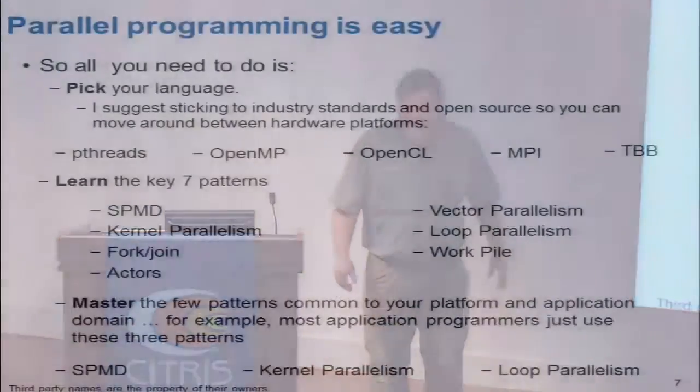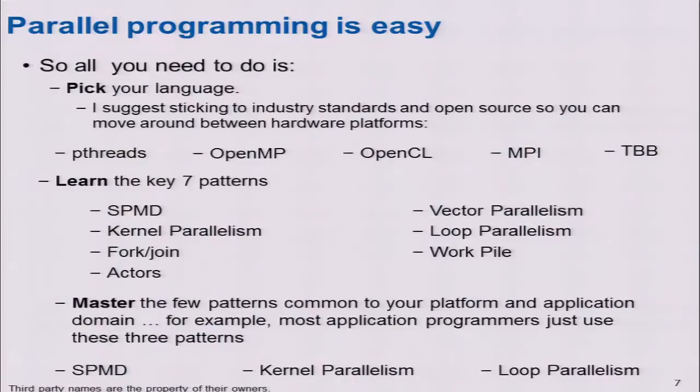So parallel programming is actually kind of easy. It's really no harder than serial programming. It has a couple little wrinkles, but it's not bad. If you stick with pthreads, OpenMP, OpenCL, MPI, maybe TBB if you're a C++ person, that's it, you're done. You learn these seven key patterns, and that's it. And then you need to totally master the patterns you actually use. And frankly, for most scientific computing, that's going to be SPMD, loop parallelism, and if you're doing GPUs, kernel parallelism. That's all. Just learn those three things and pick a language, you're done. So see, this isn't that bad. It's not that bad at all.